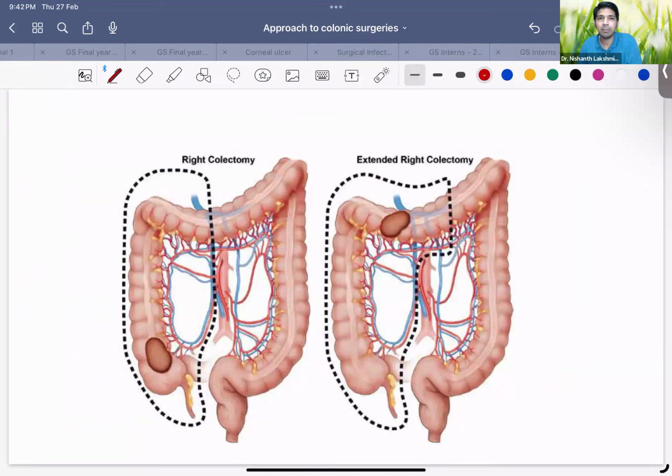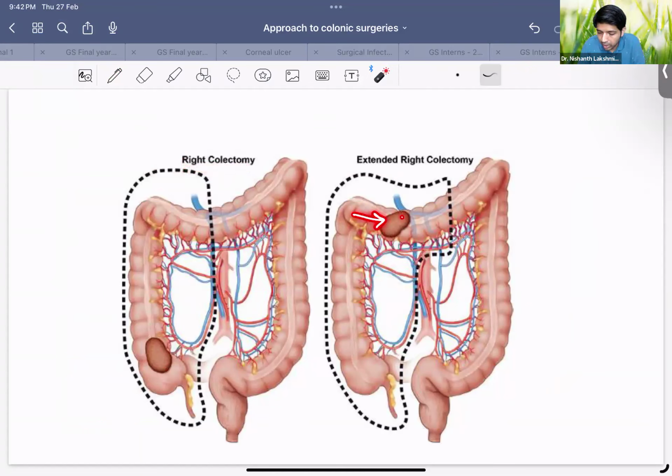So this is a diagrammatic representation of whatever we just discussed. Okay, everything in the cecum or the ascending colon, conventional right hemicolectomy. You can see ileocolic is taken, right colic is taken. This is the middle colic. There are two branches, so you're taking the right branch. So then you're going to call it a right colectomy or a right hemicolectomy.